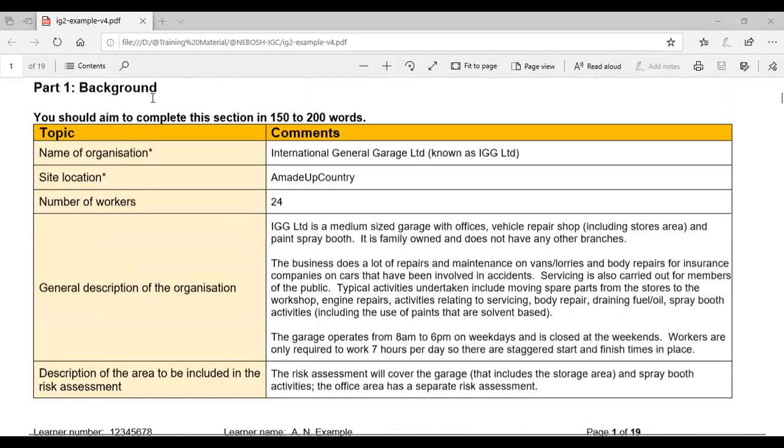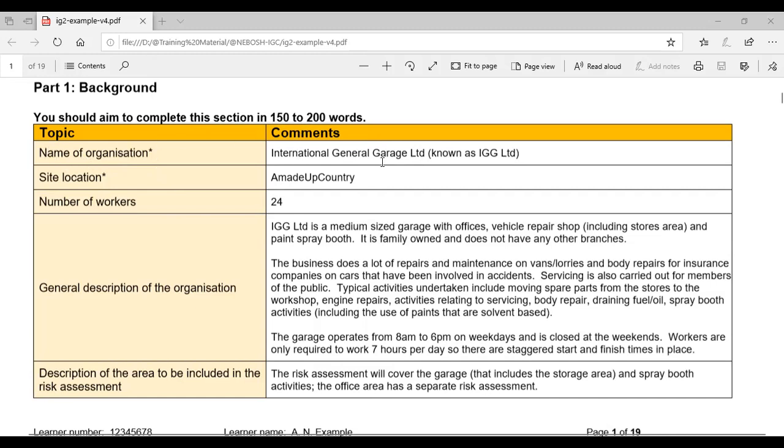It is all about the background of that project, at that company, the processes you have in your scope to conduct risk assessment. Part 1, you should aim to complete this section in 150 to 200 words. So the criteria is again straightforward: 150 to 200 words. Not 2000 words. Writing so many lengthy stories will not work in our favor.